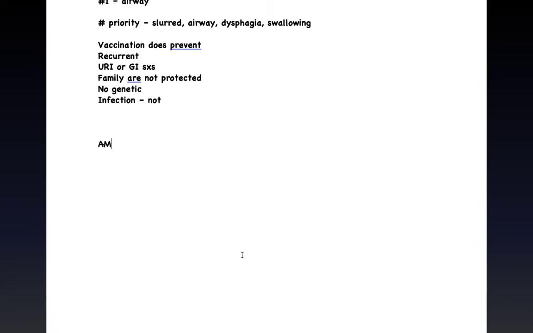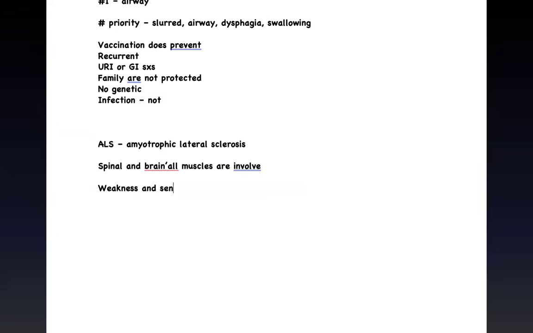And the last one, ALS, amyotrophic lateral sclerosis. This is also like Guillain-Barré syndrome, but involves the spinal cord and the brain, and all the muscles are involved. You cannot just mix this with GBS. There is no ascending paralysis. It's just the whole body is weak and sensation is affected.